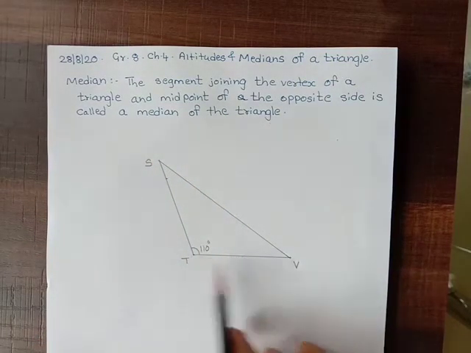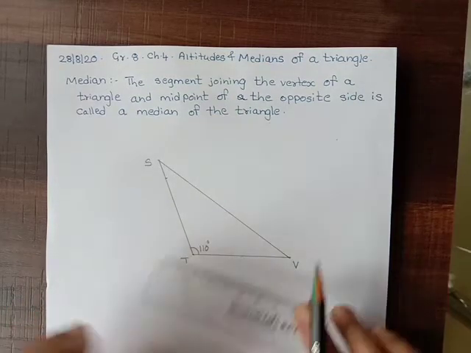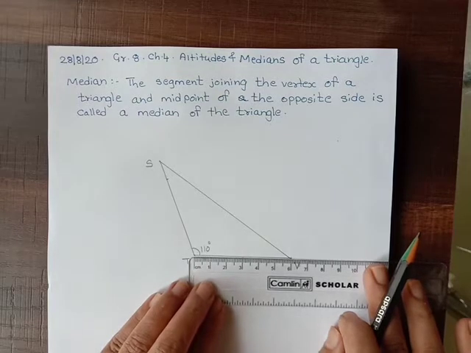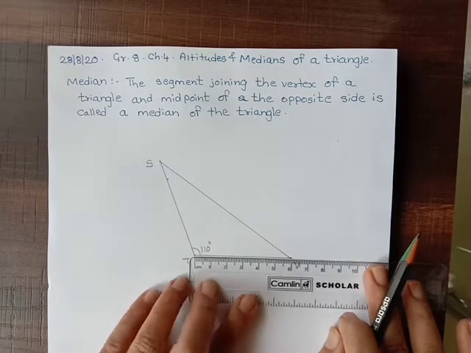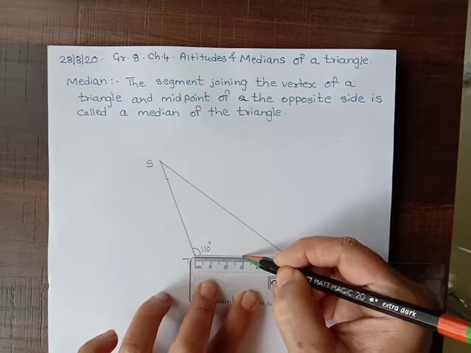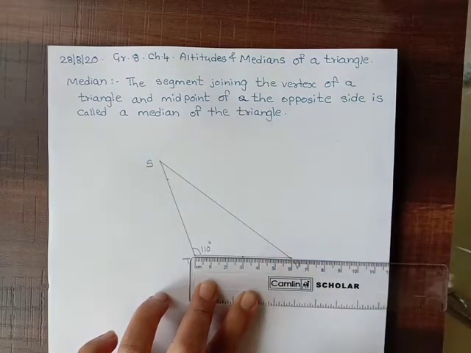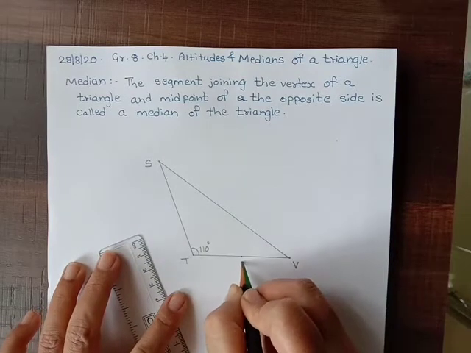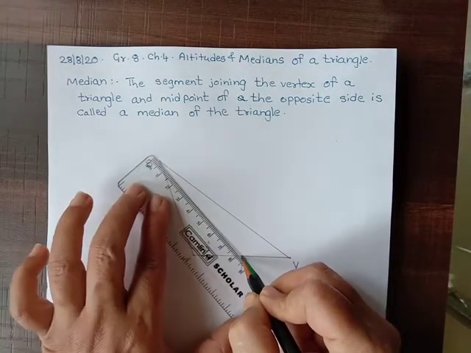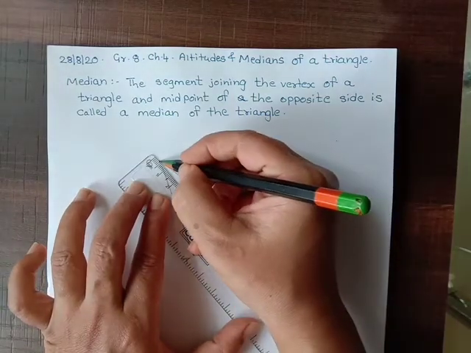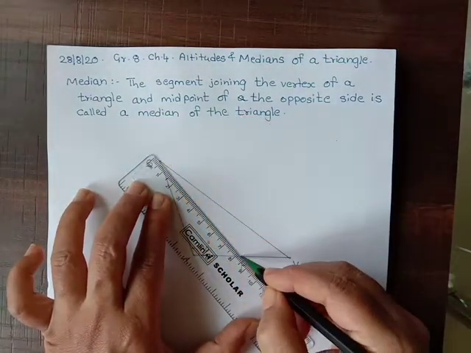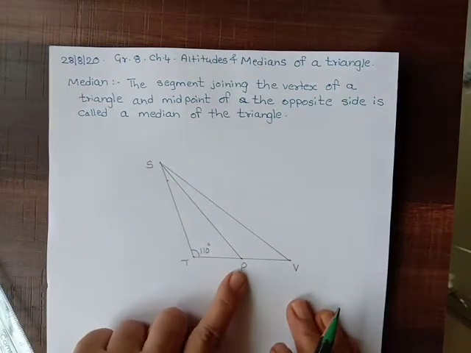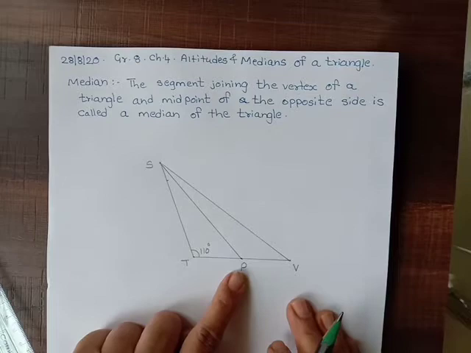So TV I have taken as 6 centimeters. This we have seen, it is 6 centimeters. So what is the midpoint of 6 centimeters? It will be after 3 centimeters. So here 3 centimeters will give me the midpoint. Now let me give this midpoint the name P. If I join this midpoint P with this S, now segment SP is the median. I hope you got it.